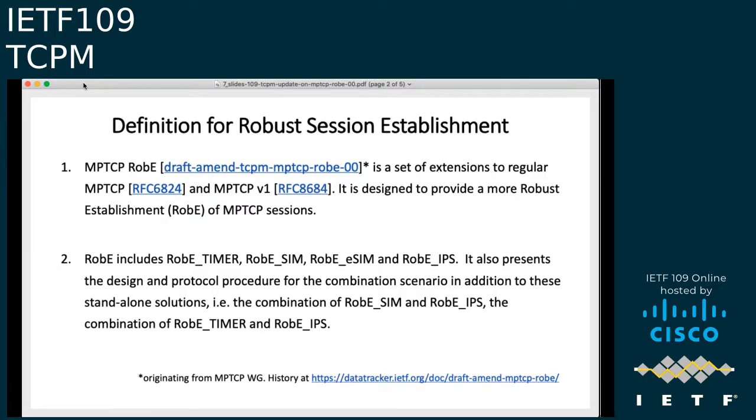And the idea is to design a robust establishment process for MPTCP sessions, which is not given by the aforementioned RFCs. We propose several mechanisms: the ROBE timer, which uses the TCP retransmission timer to probe subsequent paths. We have the ROBE SIM and eSIM, both firing the handshake process simultaneously on all available paths. And last but not least, we have the ROBE IPS, which makes some smart decisions on which path is the best one to start the initial handshake process. Next slide, please.